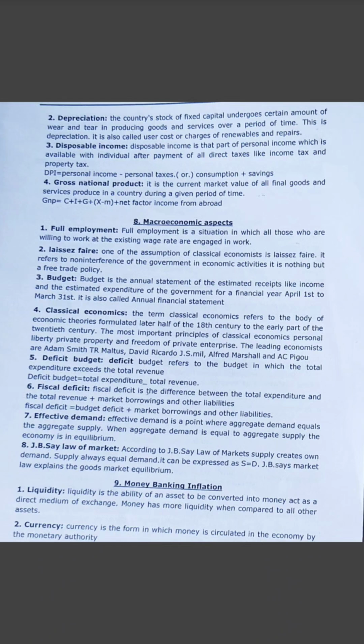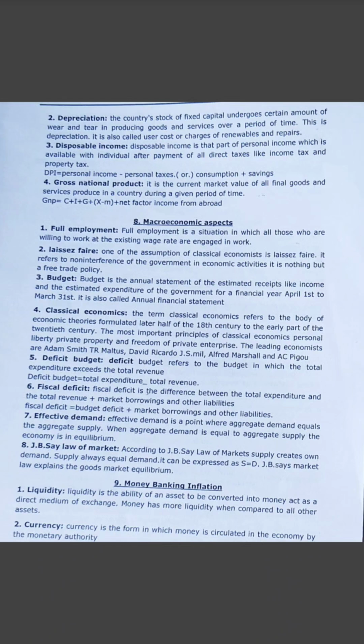Classical economist. The term classical economist refers to the body of economic theories formulated from the latter half of the 18th century to the early part of the 20th century. The most important principles of classical economists: personal liberty, private property, and freedom of private enterprise. The leading economists are Adam Smith, Malthus, David Ricardo, J.S. Mill, Alfred Marshall, and A.C. Pigou.